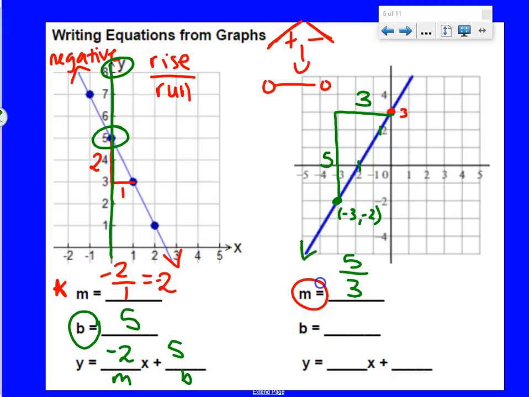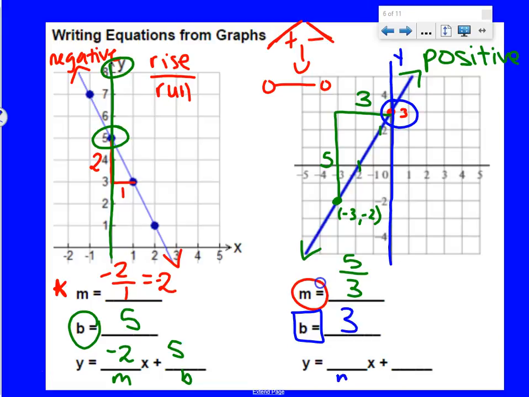Check to see if our slope is positive or negative. We're going up the mountain from left to right. So it is a positive slope. Last piece we need is our y-intercept, our b. So where do we cross the y-axis? We cross it at 3. Put it together, y equals mx plus b. Our m is 5 over 3. Our b is 3. And that's how we write our equation.